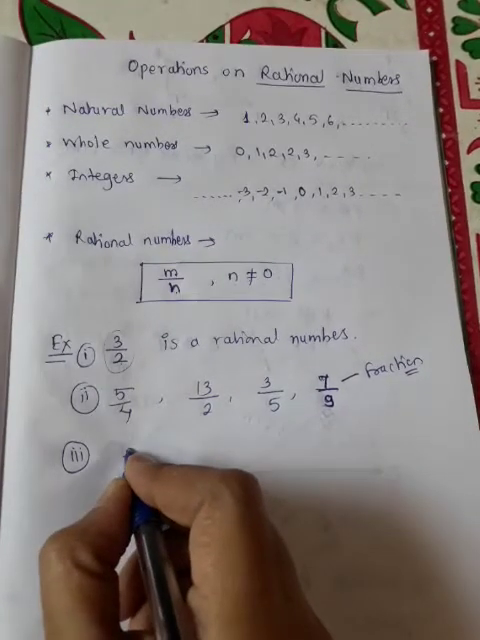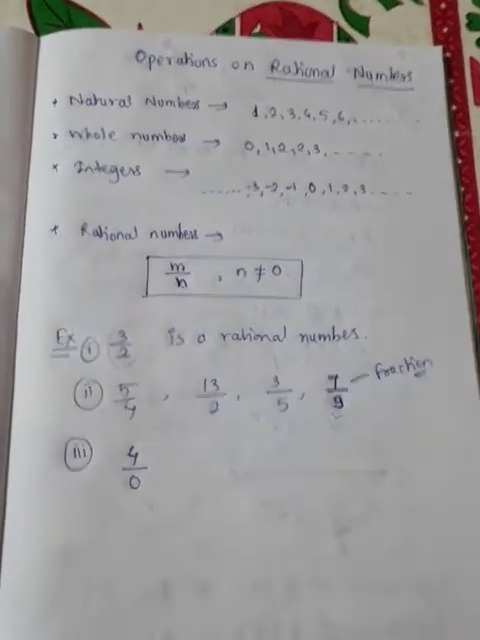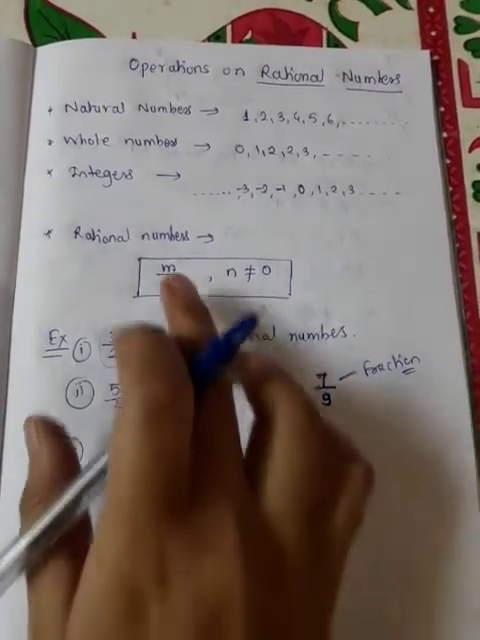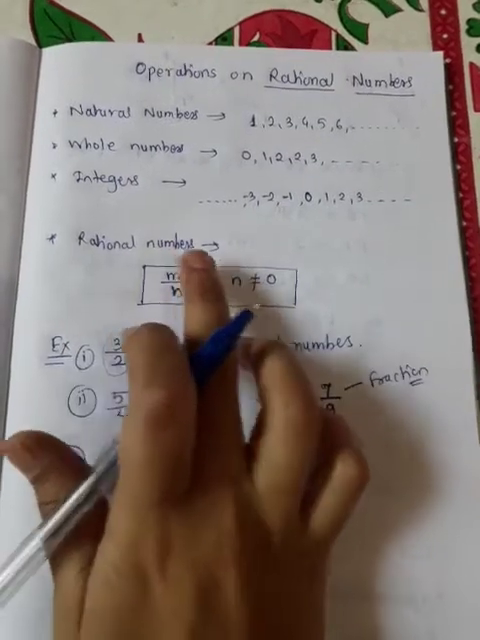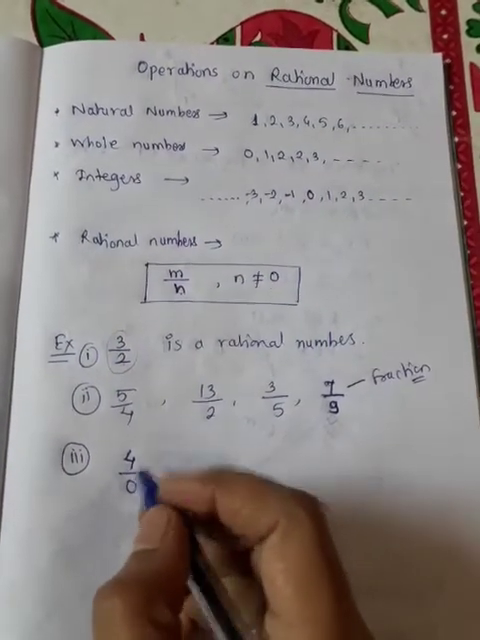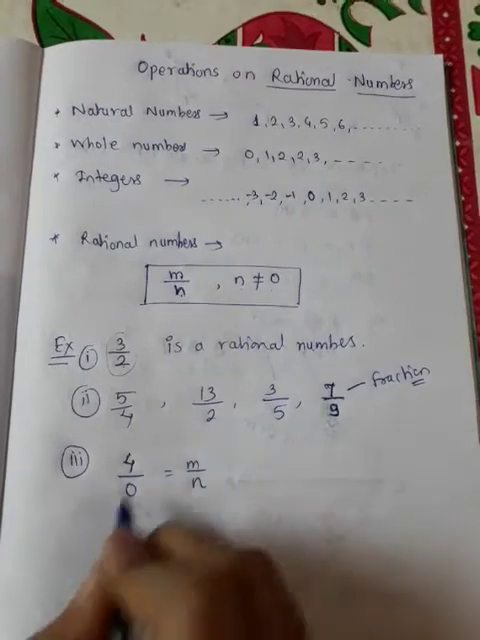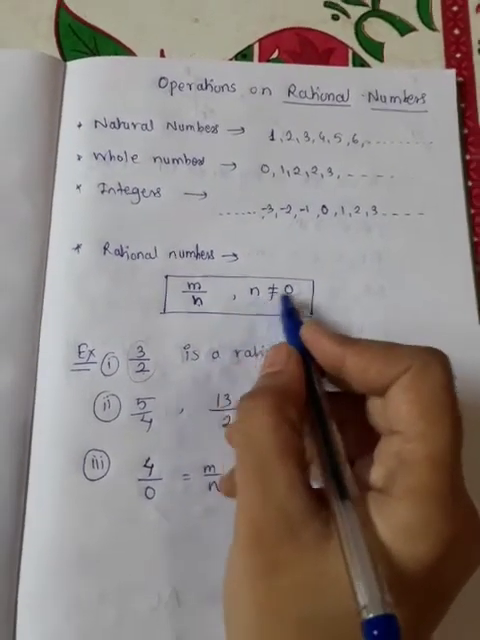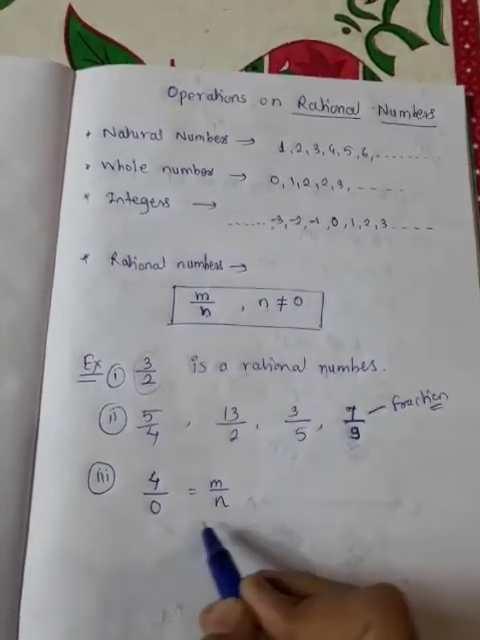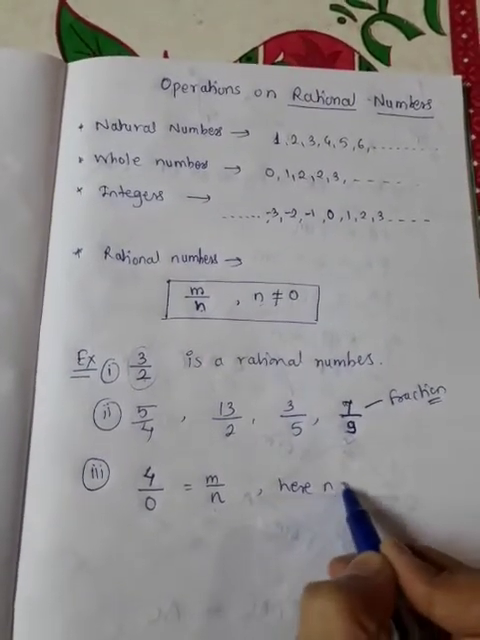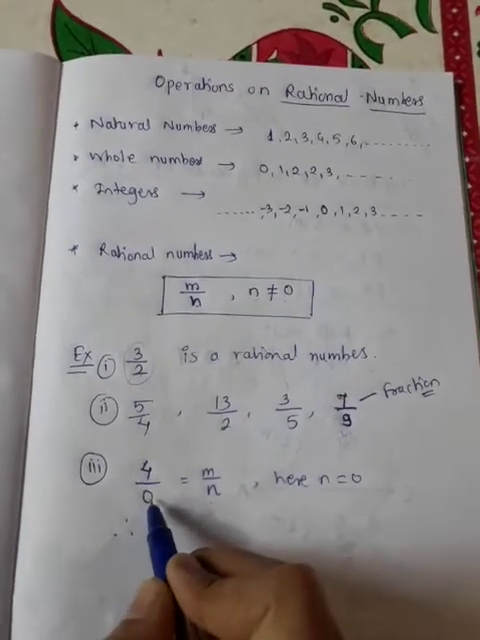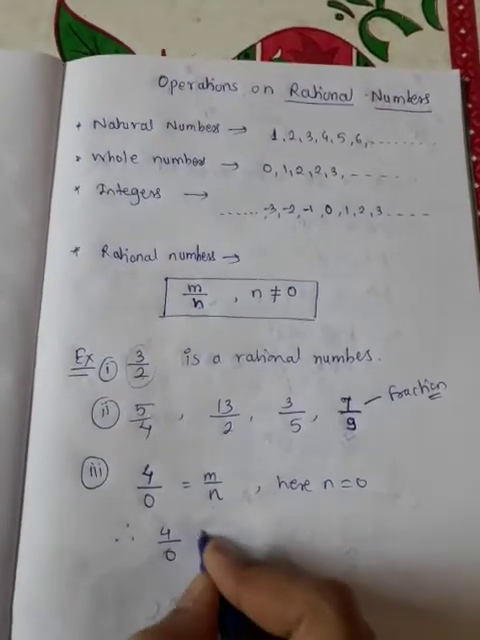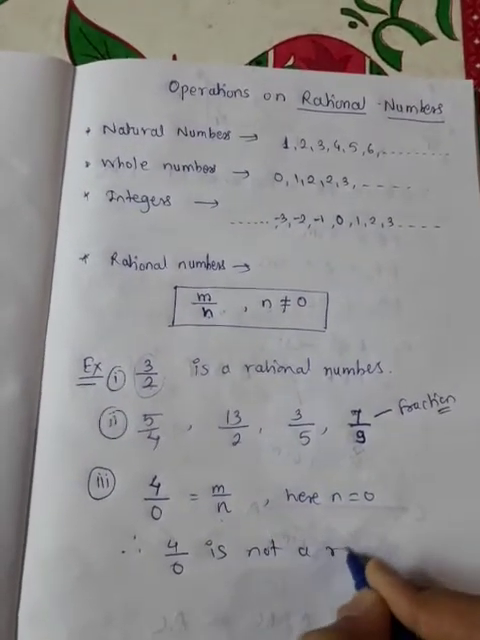Now see 4 by 0. If we take 4 by 0, is it a rational number or not? The form of a rational number is m by n. This is a number in the form of m by n, but our condition is that n is not equal to 0, and here n is equal to 0. Therefore 4 by 0 is not a rational number.